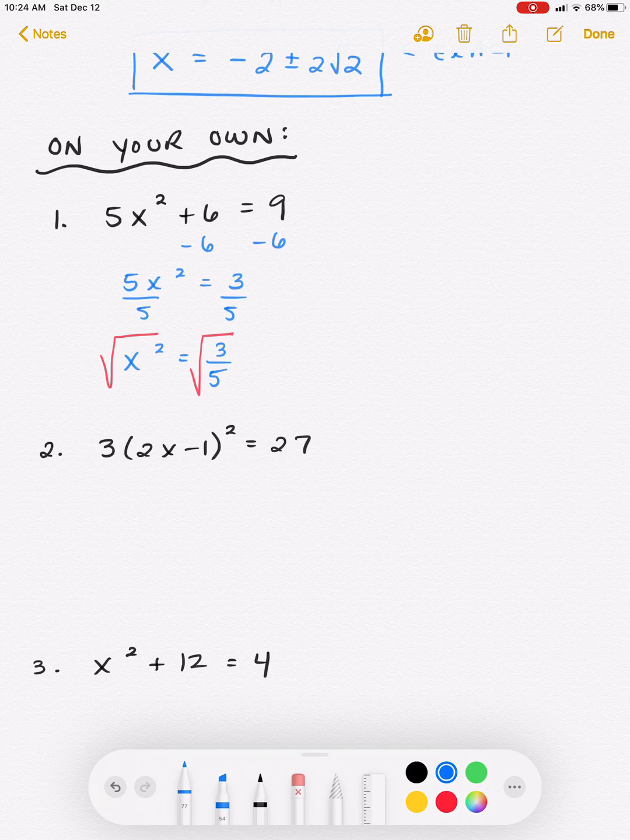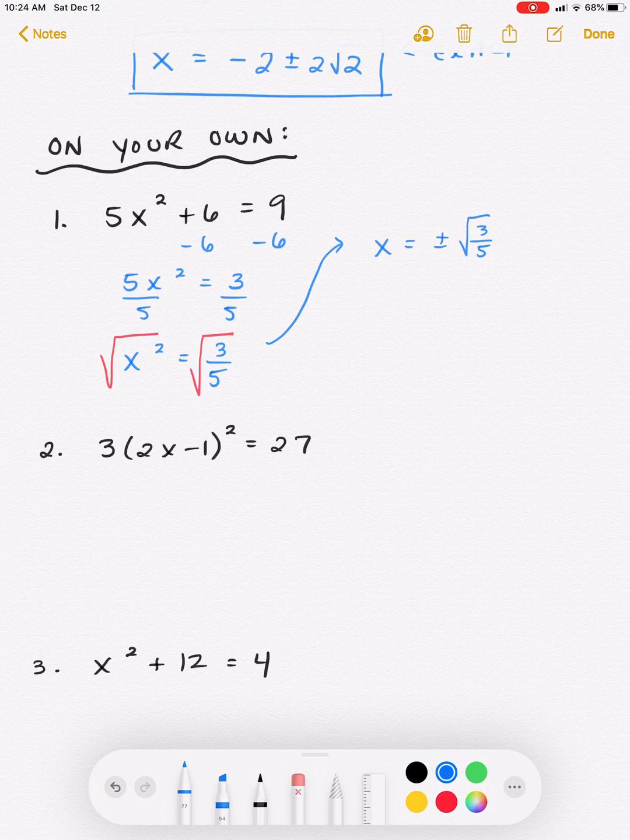And we're going to end up with, I'm going to swing up here, x equals plus or minus the square root of 3/5. You're not going to find this in an answer key. You're not going to find this on the answer scramble. It's just not considered simplified.